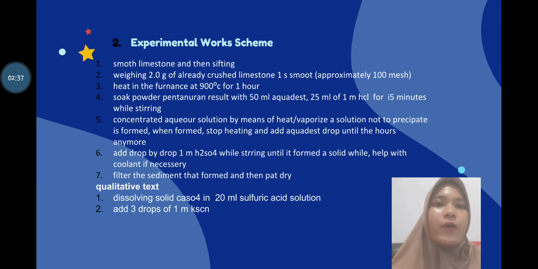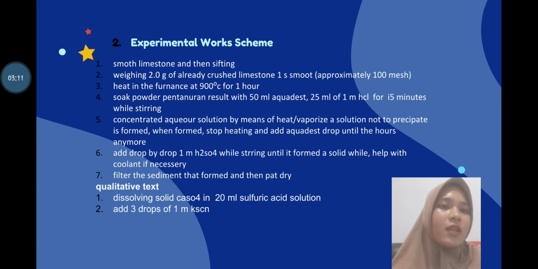Concentrate the solution by heating. Evaporate the solution so that no precipitate forms. When a precipitate forms, stop heating and add aquades drop by drop until it dissolves again. Add drop by drop 1 molar sulfuric acid while stirring until a white solid is formed. Help with a coolant if necessary. Filter the sediment that formed and then pat dry.